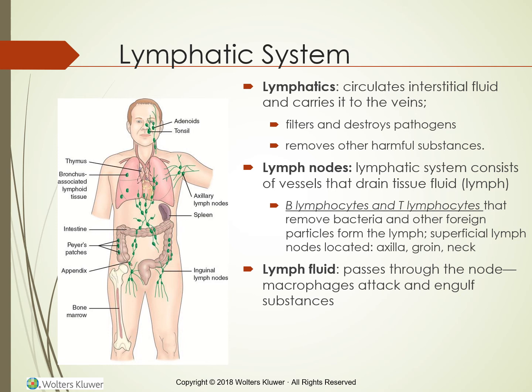Lymphatic system. The lymphatic system includes the thymus gland, spleen, and a network of lymphatic vessels, lymph nodes, and lymph. This system of lymphatics circulates interstitial fluid and carries it to the veins. Along the pathway, the lymphatic system filters and destroys pathogens and removes other potentially harmful substances.